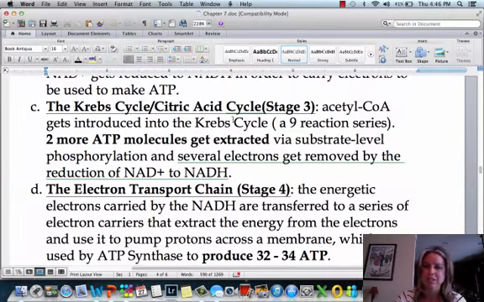Acetyl-CoA gets introduced into the cycle, 2 more ATP molecules get extracted, and several electrons are going to get removed by reducing NAD+ to NADH, okay? So we have made ATP. We've only made 2 in this phase, but that's not really a lot, as you'll see in the electron transport chain.